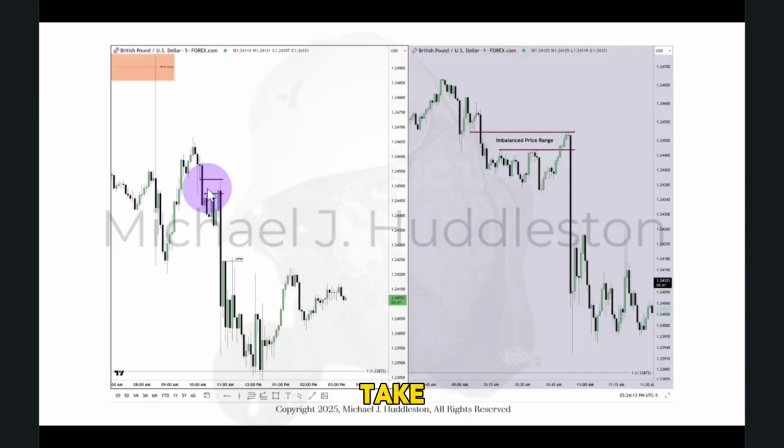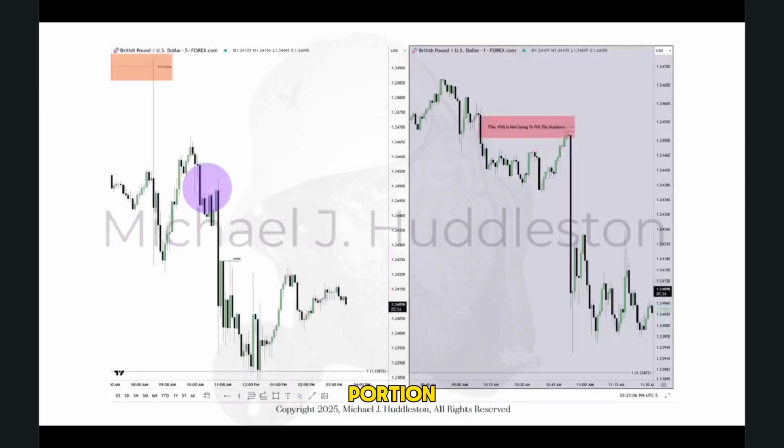So let's take a huge leap forward from this. This portion, it's not gonna close in. It's not gonna overlap that portion. It's not going to fill the numbers on the upper half of that bearish fair value gap. Now, if it's not going to do that, folks, on a 15-minute time frame, what does it make it? What can you do with that information?